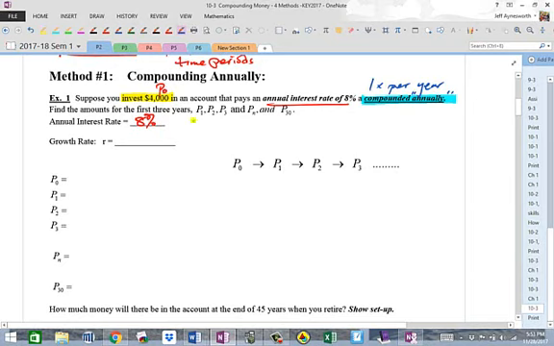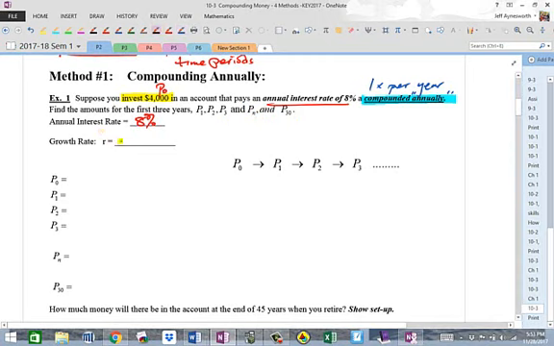Okay, what we want to do is find the amounts for the first 3 years. We're going to call that P sub 1, P sub 2, P sub 3. We're going to write the explicit function, your exponential growth model, and then find the amount after 30 years in this case. Because in this case, we're talking about years.